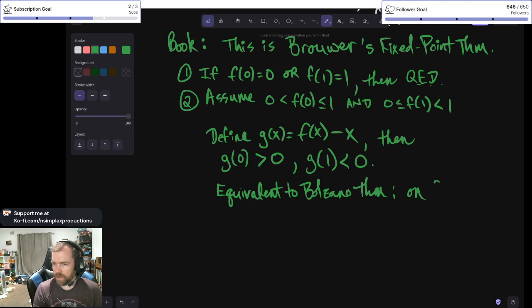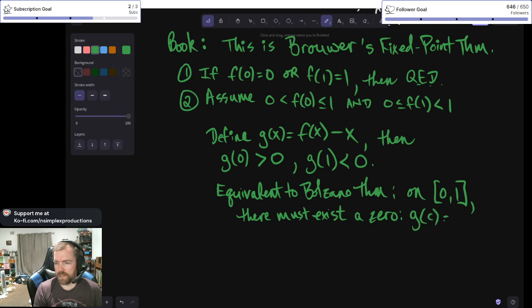Right, on [0, 1], closed, there must exist a c such that g at c is equal to 0, which is equal to f at c minus c.